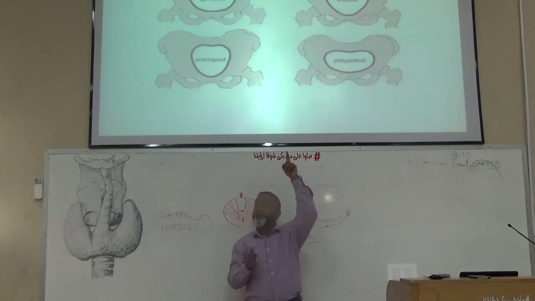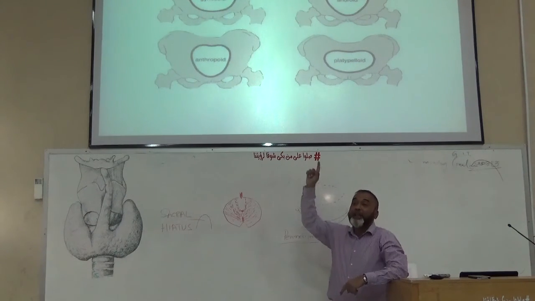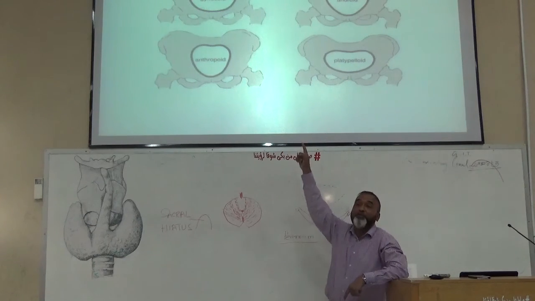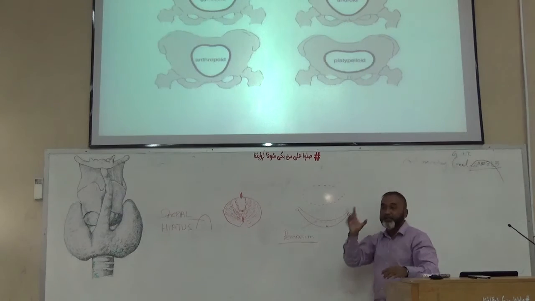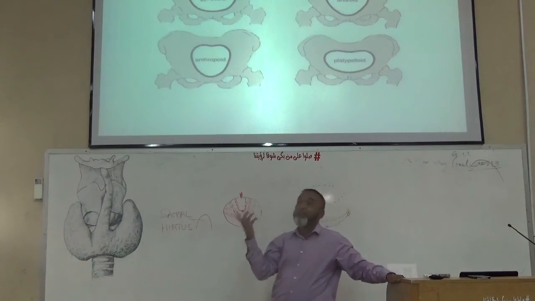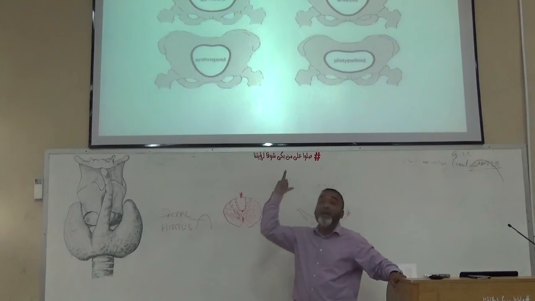First one, the gynecoid. 41% of females have the gynecoid type of pelvis. This is the gynecoid type of outlet, which is common. So this type of question can come: which is the commonest type of pelvic outlet in females? The gynecoid.